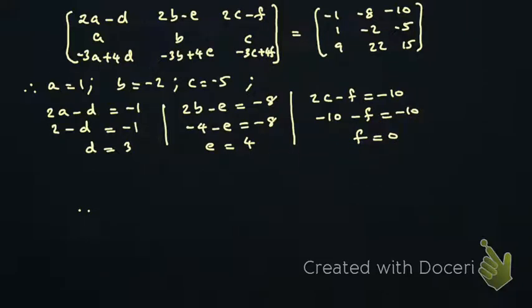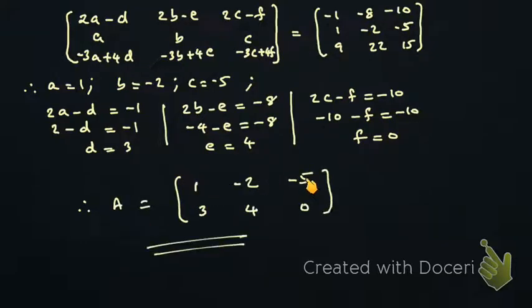So now that we know the values of all the unknowns, your matrix A is A, B, C, D, E, and F. A, B, C, I put the values in, then D, E, and F, 3, 4, and 0. So that's the unknown matrix. So we solve for A.